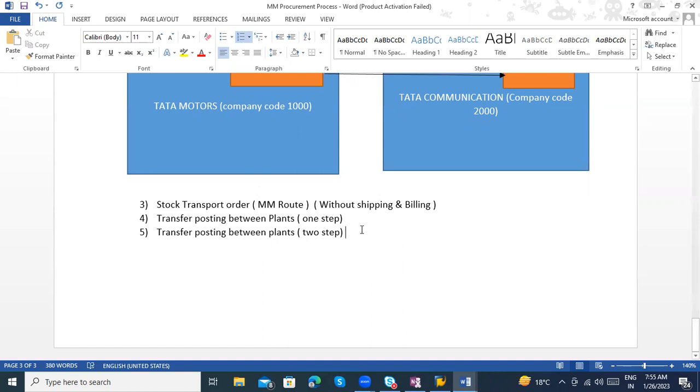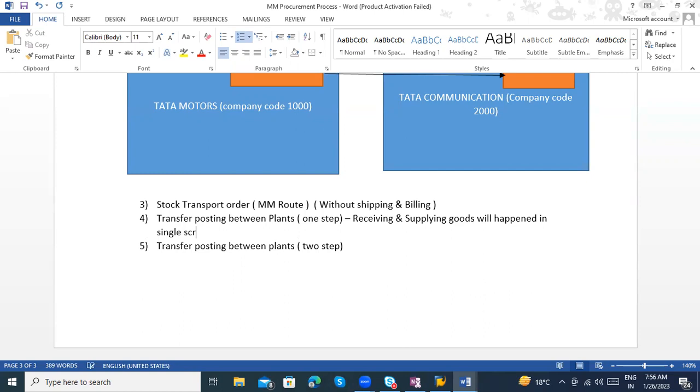Okay, so what will happen in this one step? It is on a single screen. I can do both receiving and supplying goods in a single screen. The supply plant will supply, and the receiving plant will be receiving. Once I'm on the screen, I supply the goods from the supply plant and just mention who the receiving plant is. Then both will happen at a time, in the single screen.